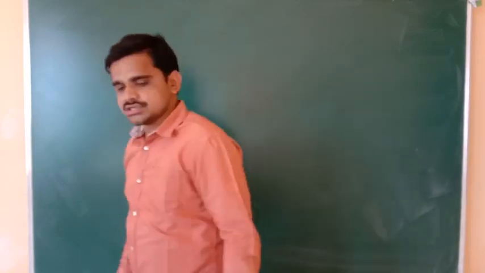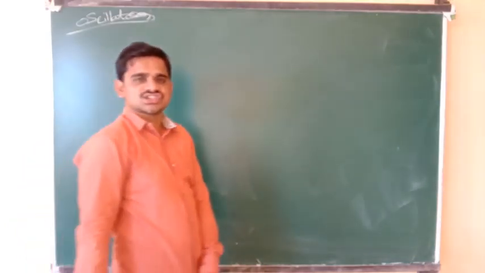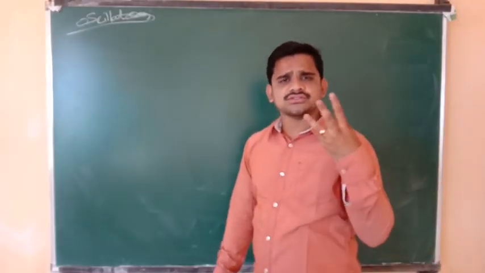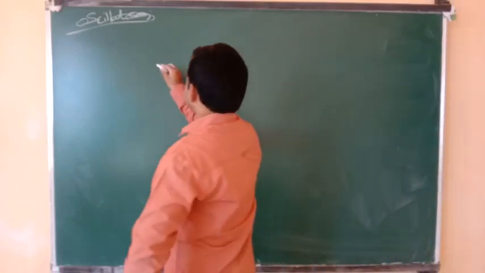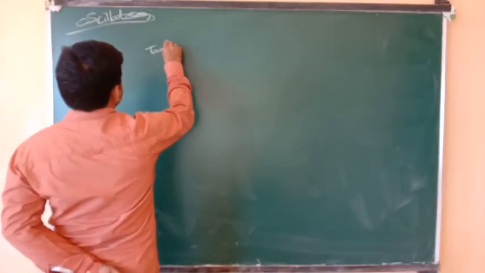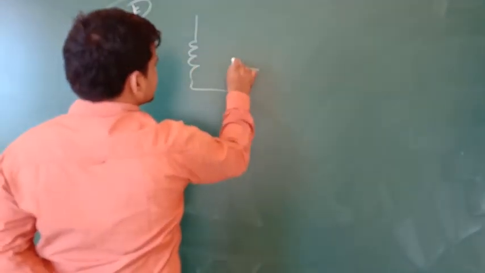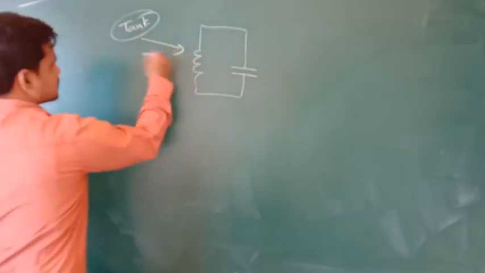Now what we are going to see here is the transistor as an oscillator. Basically, this transistor as an oscillator will have three circuits here. One is a tank circuit. What is it here? Tank circuit. Tank circuit means this LC circuit over here. This LC circuit is taken as a tank circuit.